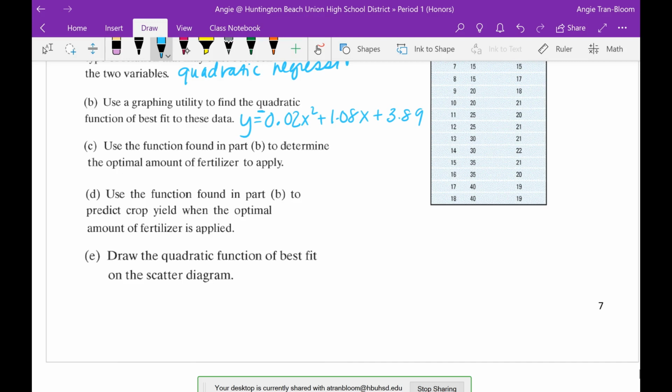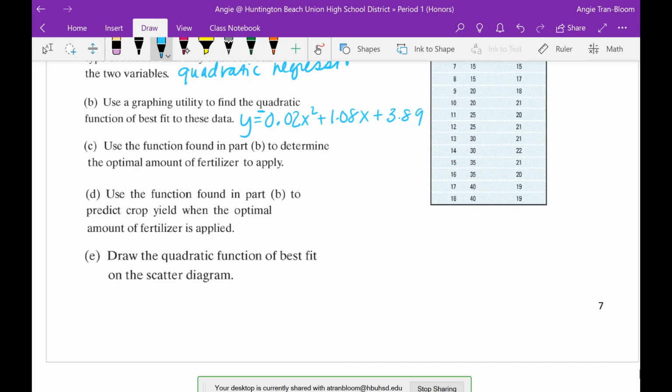So run the regression. I saw the store, but then, wait, so I go down. It's store, vars, y vars. Okay. So once you do that, hit the maximum. Use the function found in part B to determine the optimal amount of fertilizer used, which is the x value.